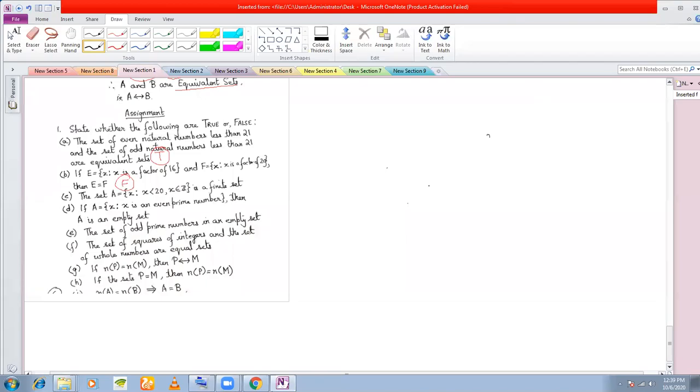The question here is the set A = {x such that x is less than 20 and x belongs to Z}. Now, x belongs to Z means Z is a standard set, called the set of integers. X belongs to Z means that x is an integer, an element of Z.